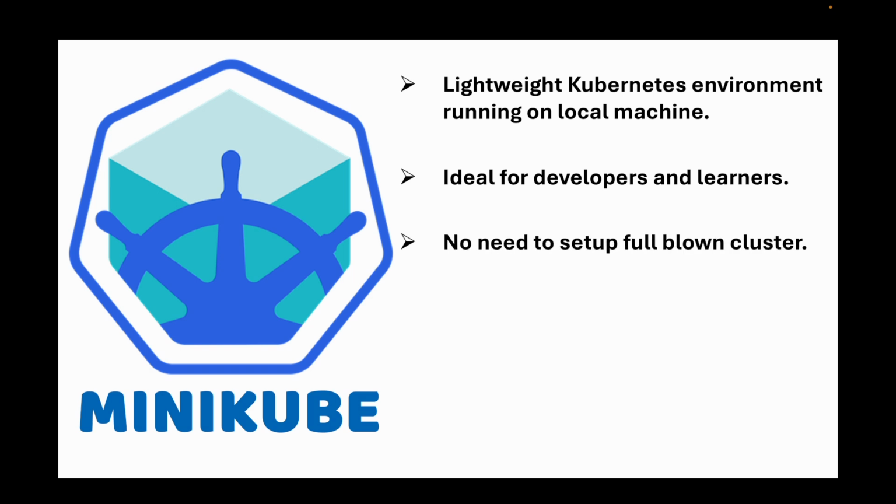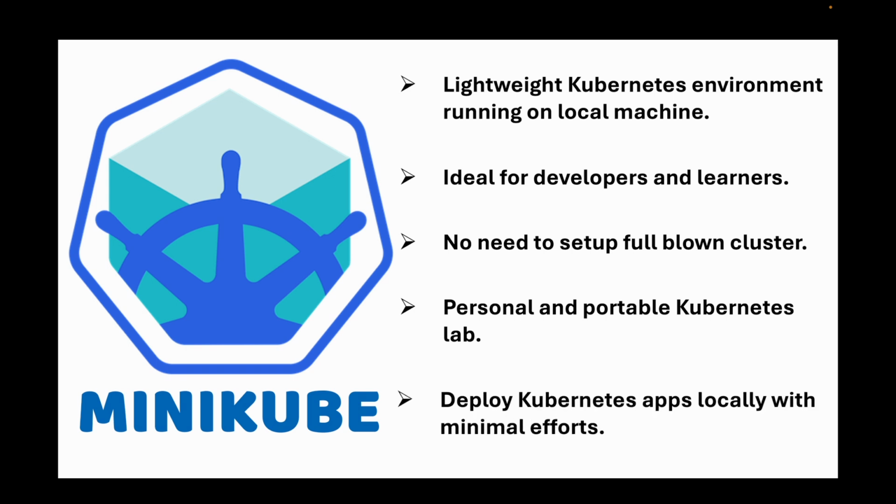You can simply think of this as your personal and portable Kubernetes lab that you can use to run and validate your containers. All right. Minikube was mainly designed to help developers test and deploy Kubernetes applications locally with very minimal effort. This is basically running your Kubernetes cluster locally on your machine, and then you can use this to test out your applications to see how they would run when you actually run them in your production clusters.